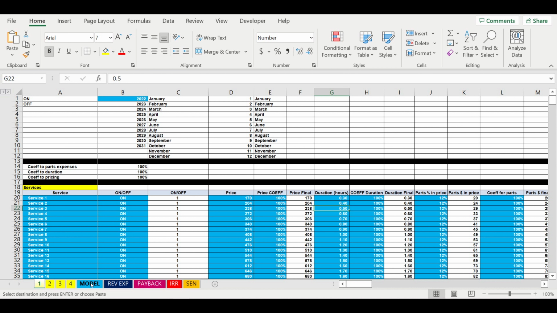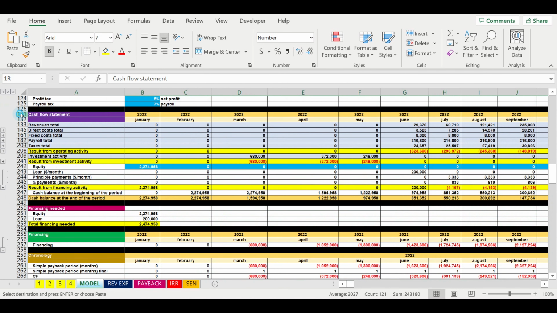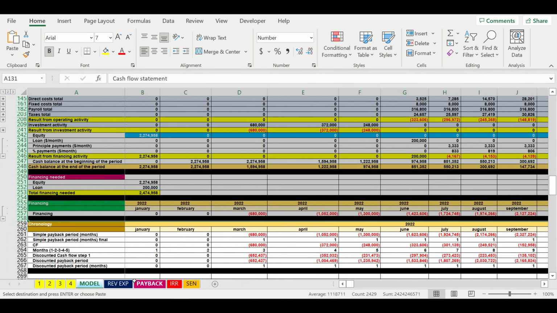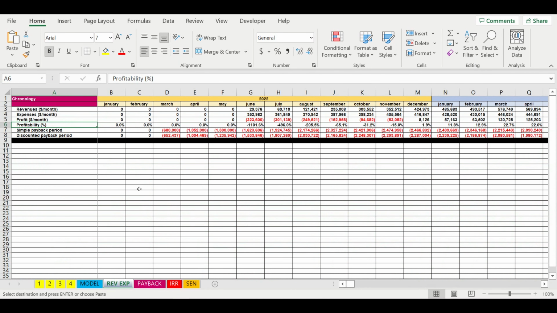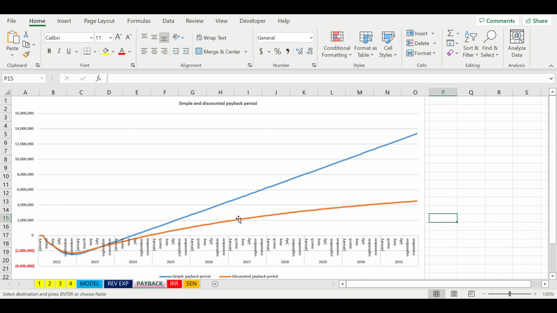Then we have the model itself with the cash flow statement. Here we build financial efficiency. Then we have the tab with a simple table with revenues, expenses, profitability. Then we have a simple diagram with payback periods, simple and discounted.